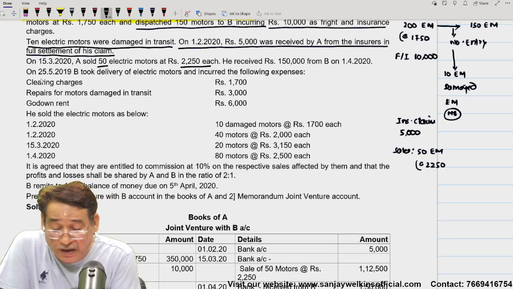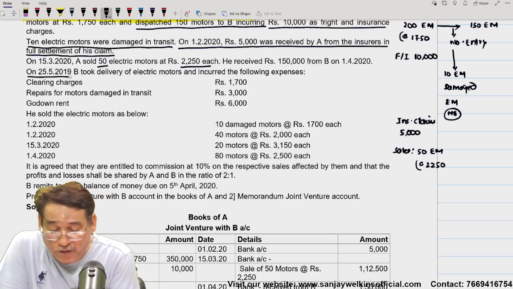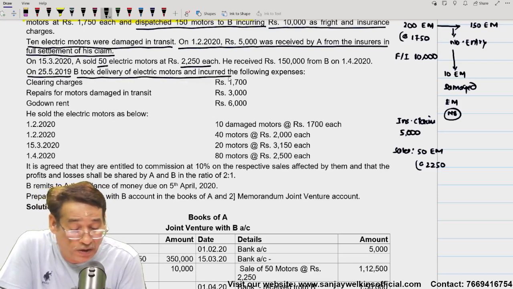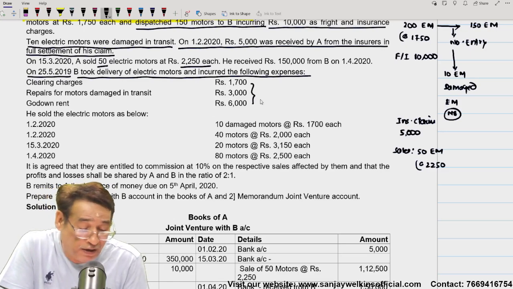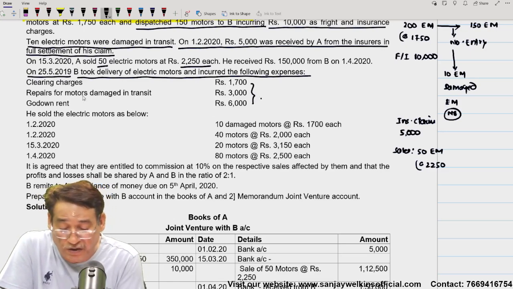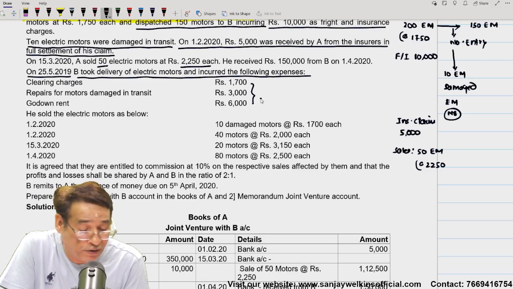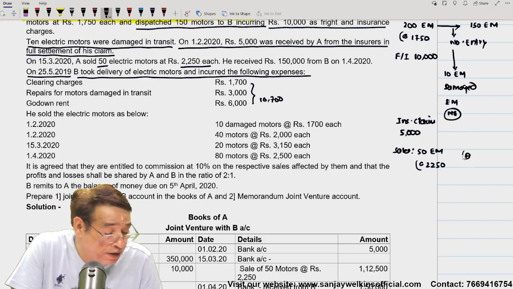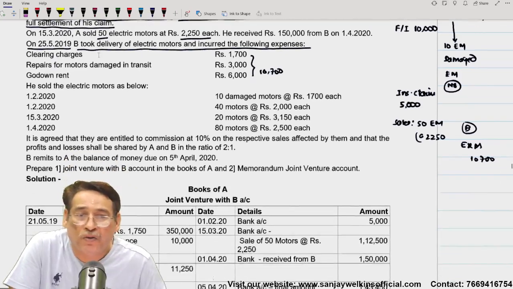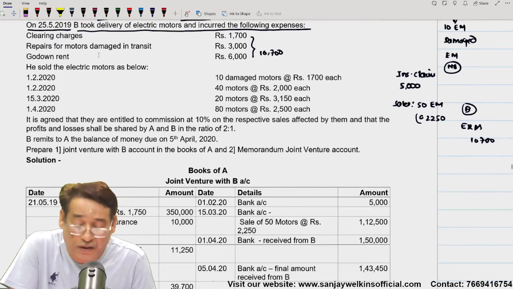Further, it is given now that on 25/5/2019, B took delivery of the electronic motors and incurred the following expenses. So B incurred expenses to the extent of clearing charges, repairs and godown rent, and total expenses is equal to 10,700. So now coming over to Mr. B, as far as B is concerned, he has incurred expenses of rupees 10,700. Correct? So rough notes we are also preparing side by side.